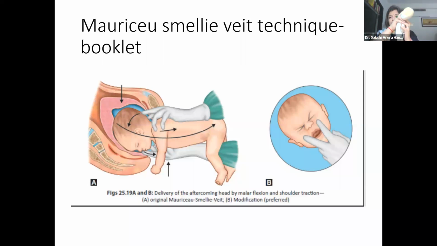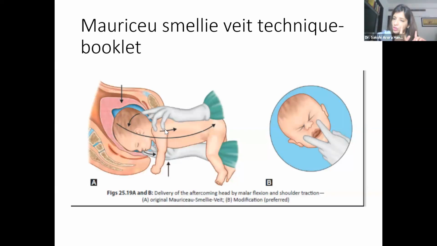So if you have seen the marrow videos, you would have seen that it gets delivered very easily. This is called the Mauriceau-Smellie-Veit technique, or malar flexion and shoulder traction. The image will be something like this, where the fingers are on the cheek and on the shoulder. So this is the Mauriceau-Smellie-Veit technique.